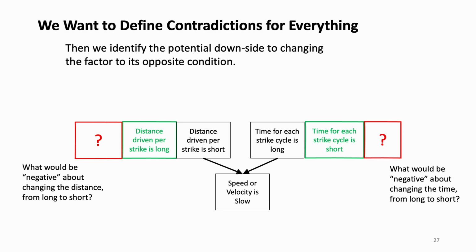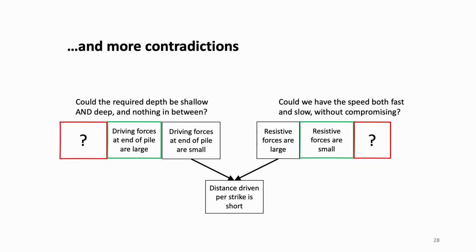Over on this side, time for each strike cycle is long. What if you could make that very short? What could be negative about a very short cycle? It would be that once you drive it in, it might continue to sink over time. So I'd like to have large resistive forces and small, and not something in between.